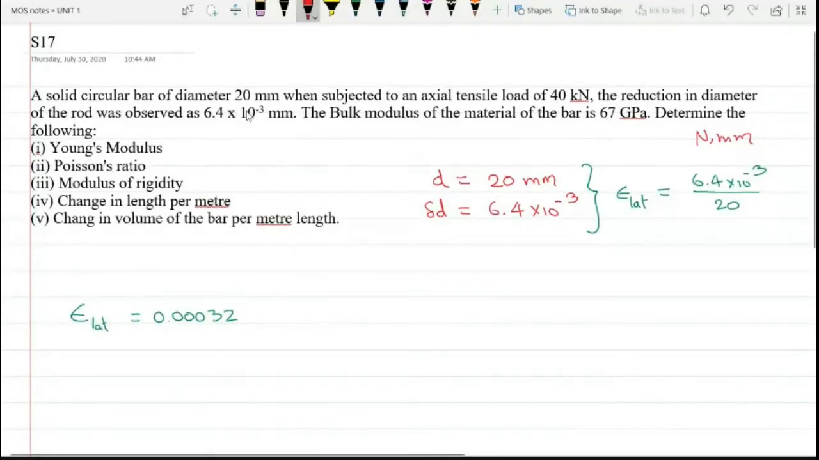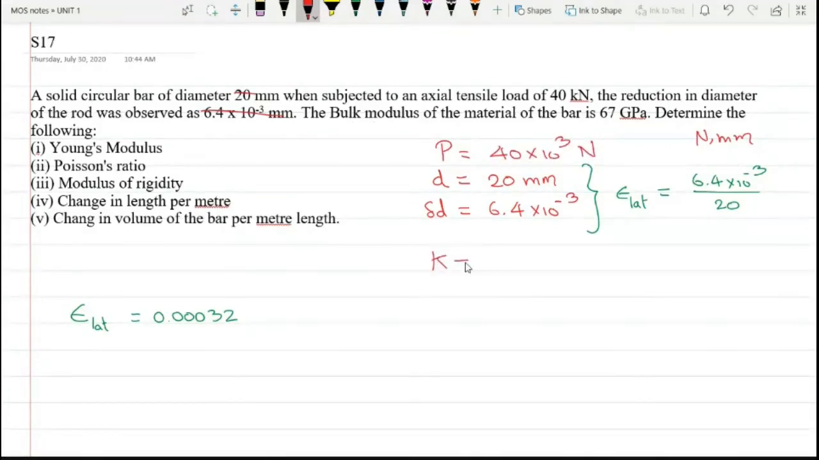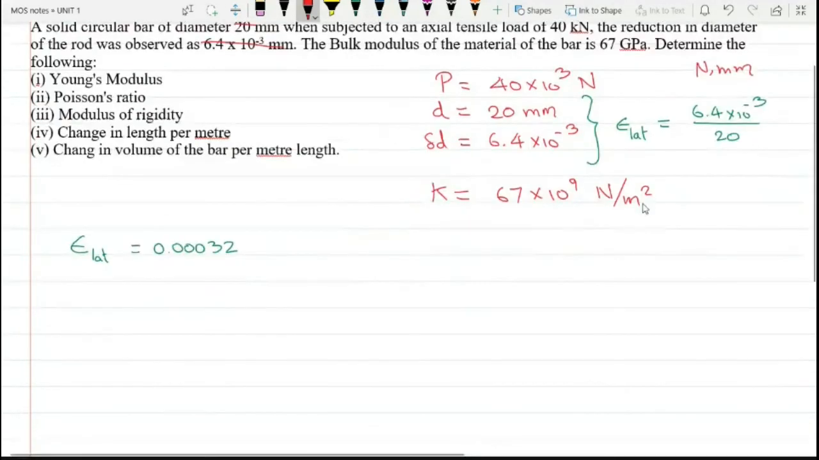So this part is over. We have this tensile load, which is P, which is 40 into 10 power 3. And they also give the bulk modulus, K. So K is 67 into 10 power 9 Newton per meter square. So giga is 10 power 9, and Pascal is Newton per meter square.